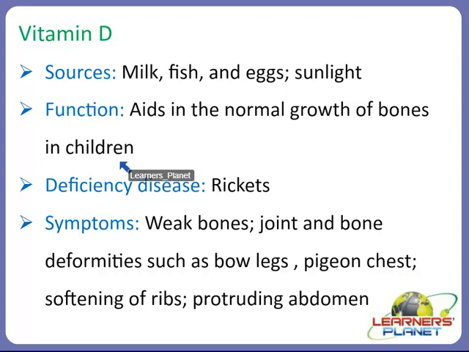That is why you must have noticed that newborn babies are always kept in the presence of sunlight. That means they can get sufficient sunlight for the growth of their bones, right? For children it is very essential because the growth has to take place. The deficiency disease caused by the lack of vitamin D is known as rickets, right? The symptoms of this deficiency disorder are weak bones, because vitamin D helps in the normal growth of bones. If vitamin D is not present, then what will happen? Obviously it will lead to weak bones, right?